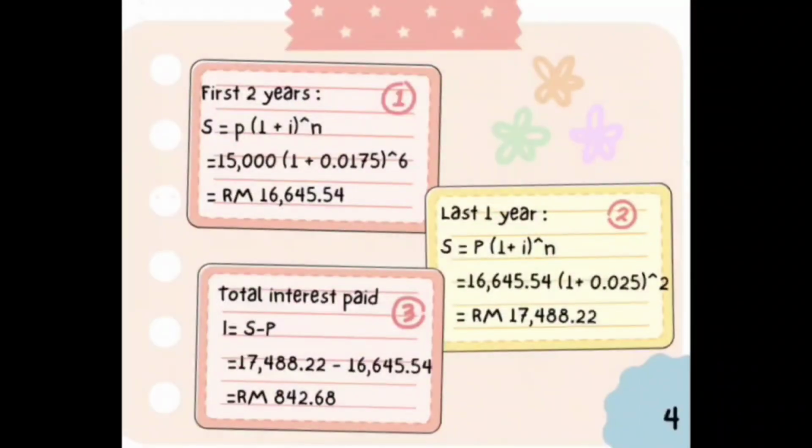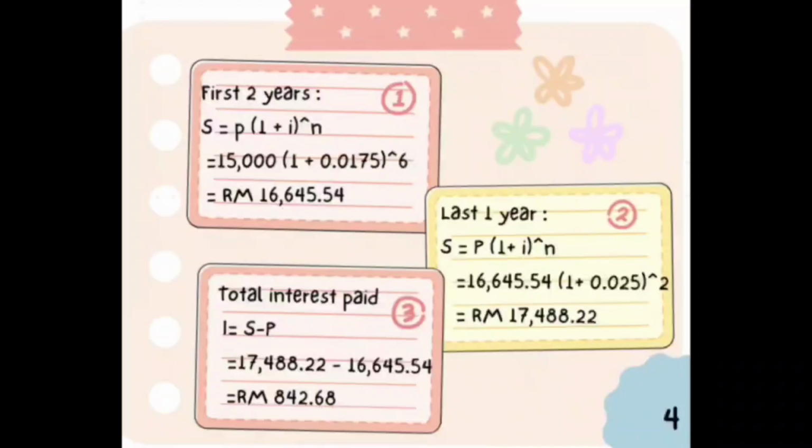For the first step, we need to calculate for the first 2 years, and we'll be using the compound interest formula, which is S equal to P in bracket 1 plus I close bracket power with N. So our P will become 15,000 according to the question, and in bracket 1 plus 0.0175, which is the answer for the I that we calculated above, close bracket power with 6, which is the answer for the N, and we got RM 16,645 ringgit and 54 cent.